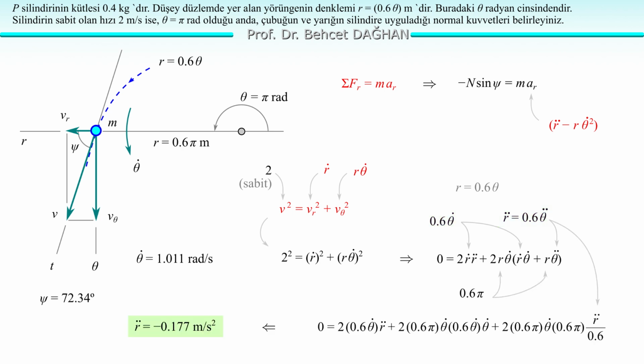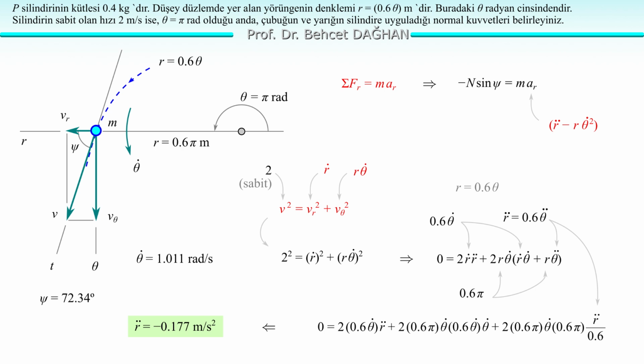If we substitute the values here, if we write r double dot divided by 0.6 instead of theta double dot, if we write 0.6 pi instead of r, and if we substitute 0.6 theta dot instead of r dot, we obtain the following equation. In this equation, we know the theta dot. The only unknown is the r double dot. From this, we find the r double dot. We get r double dot equals minus 0.177 meters per square second.